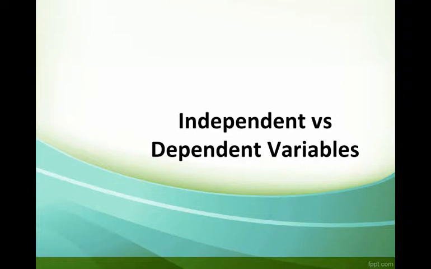Going to talk about the difference between a dependent variable and an independent variable. Every true experiment will have at least one of each of these. But to start off, what exactly is a variable?